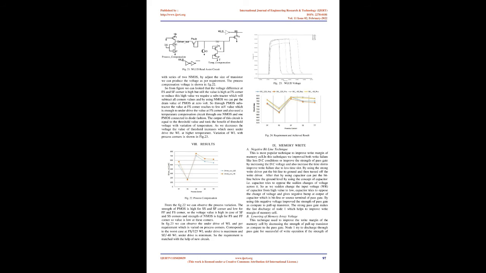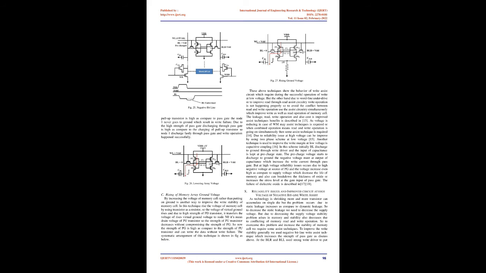Lowering of memory array voltage. This technique is used to improve the write margin of the memory cell by decreasing the strength of the pull-up transistor as compared to the pass gate. Node 1 tries to discharge through the pass gate for a successful write operation. If the strength of the pull-up transistor is high as compared to the pass gate, node 1 never goes to ground, which results in write failure. Due to the high strength of the pass gate, discharging through the pass gate is high as compared to the charging of the pull-up transistor, so node 1 discharges fast through the pass gate and the write operation happens successfully.